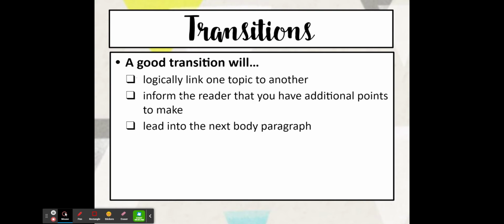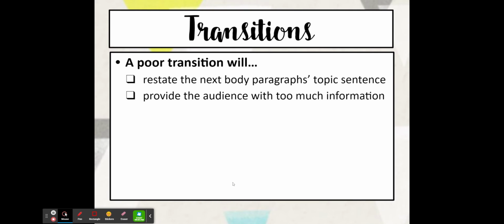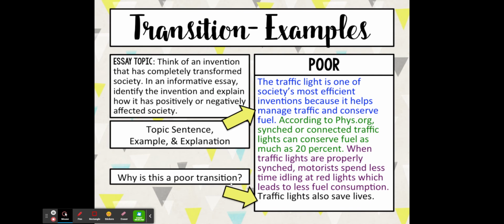Good transitions will logically link one topic to another, inform the reader that you have additional points to make, and lead into the next body paragraph. Poor transitions will restate the next body paragraph's topic sentence and will provide the audience with too much information. So let's look at an example.